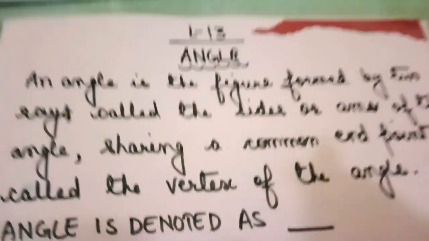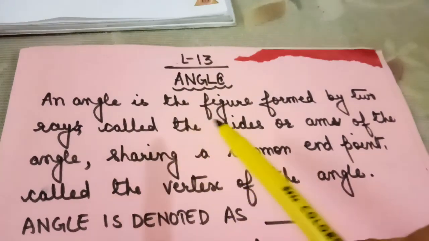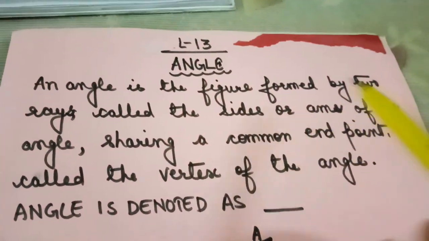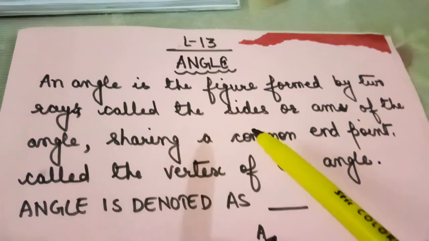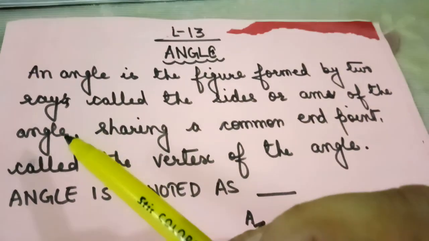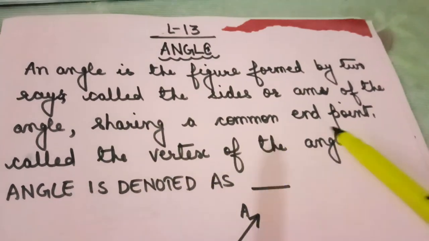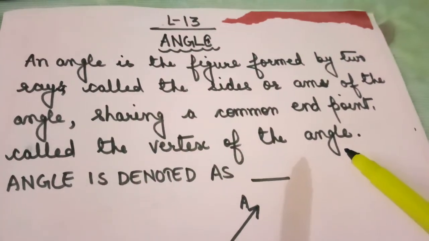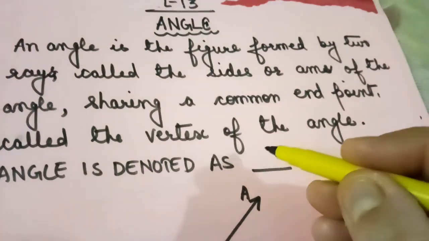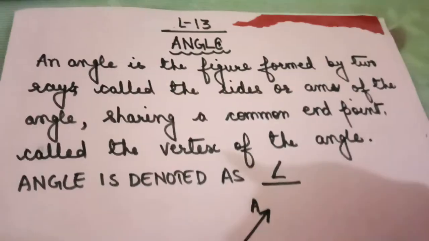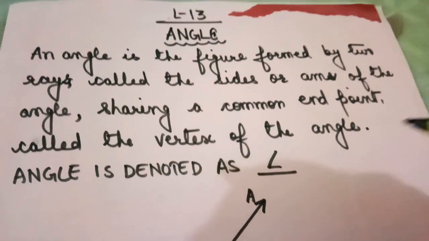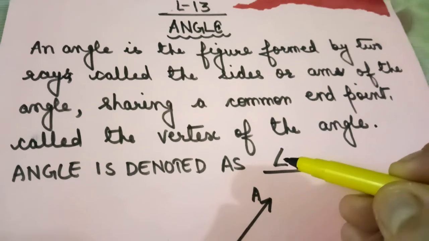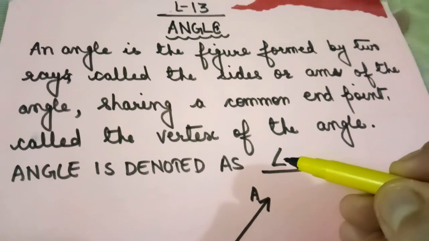What is an angle? An angle is the figure formed by two rays called the sides or arms of the angle, sharing a common endpoint called the vertex of the angle. Angle is denoted like this, or you can say it is just similar to the English alphabet L.